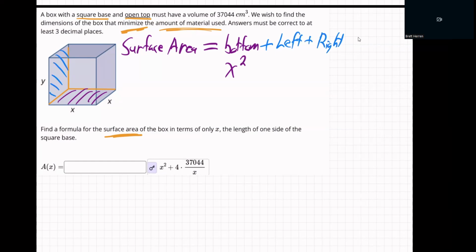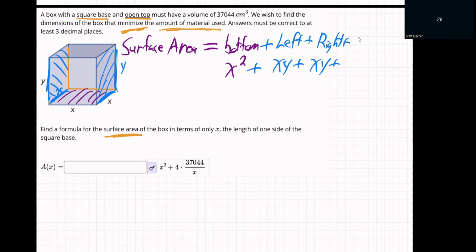This is the left. So what's the area of that? Well, this is x because this is the same as this, and this is y. So it's x by y. It's a rectangle. It's the same thing here, right? This is going to be y. So this right side is also x by y.